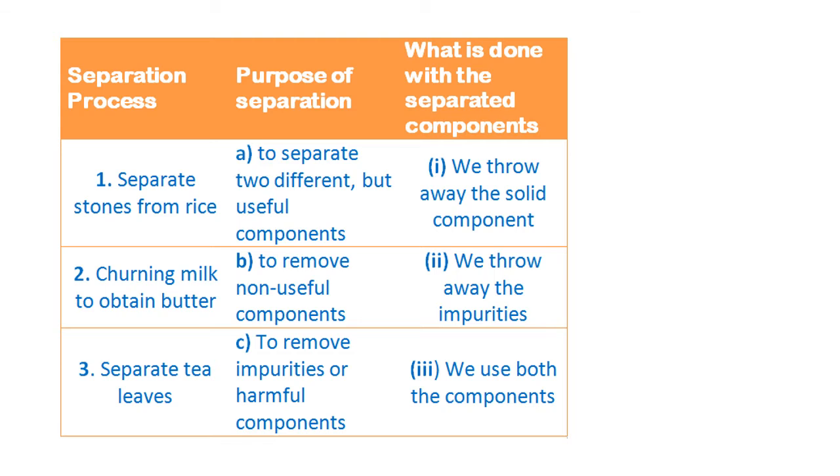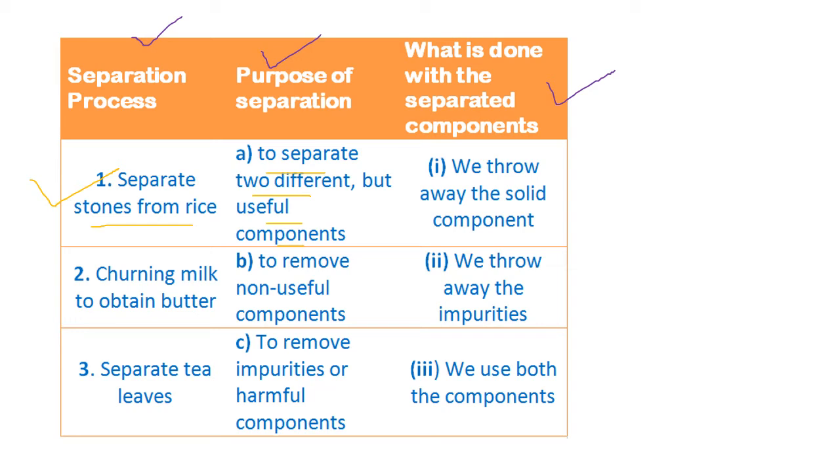Here you can see the separation process, the purpose of the separation, and what is done with the separated component. We are going to study about it. Here you can see the first example is given: separate stones from the rice. At home also you bring the rice and you take out the stones. Why do we separate? To separate two different but useful components.